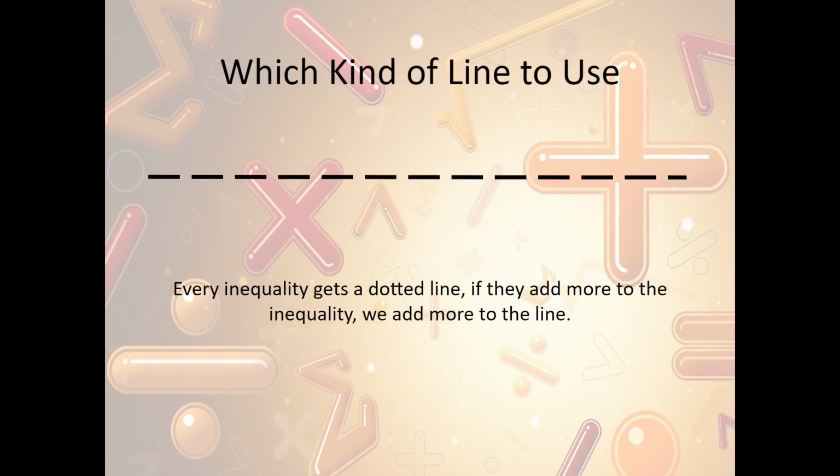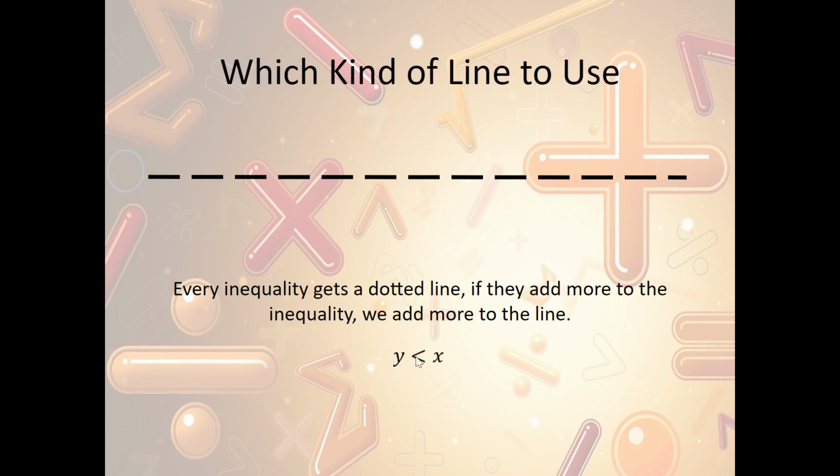The other part is what kind of line to use. Similar to before where we talked about the open circle versus closed circle, same thing here. Every inequality gets a dotted line or an open line. Notice there, it's open because there's little spaces in between. So every inequality gets an open line or a dotted line. If they add more to the inequality, we do too, meaning if they add the bar underneath, then we're going to add to it and make it a solid line.